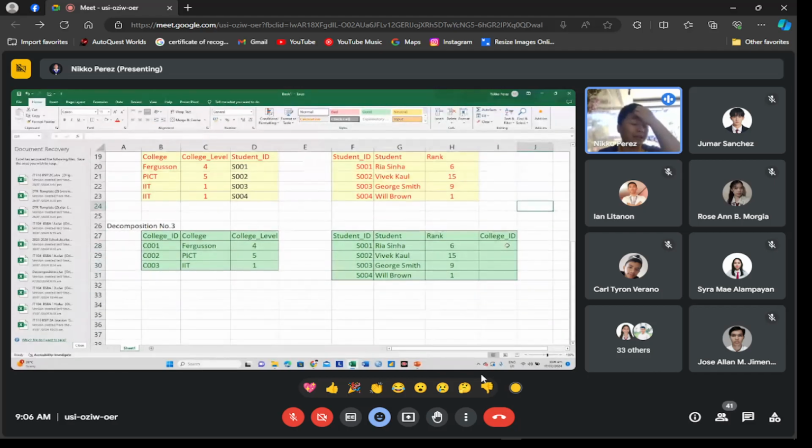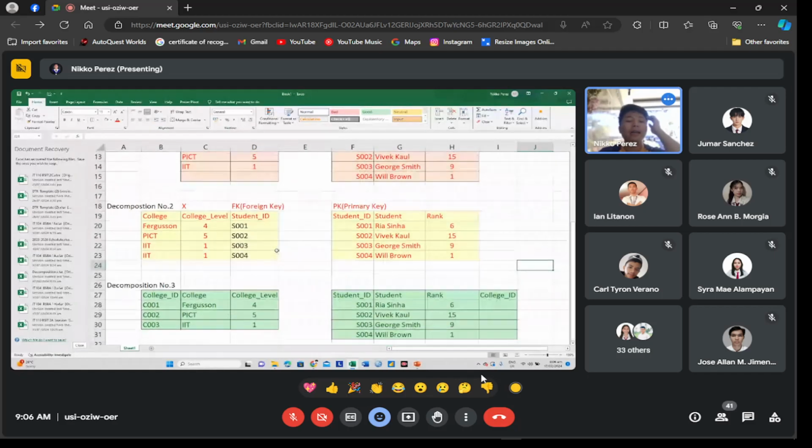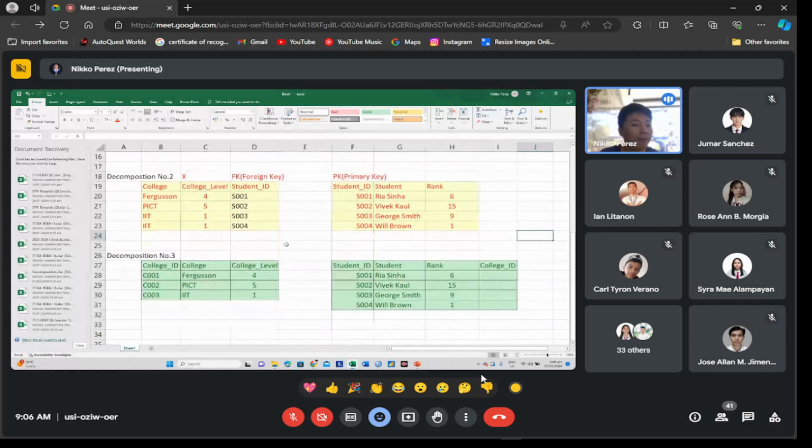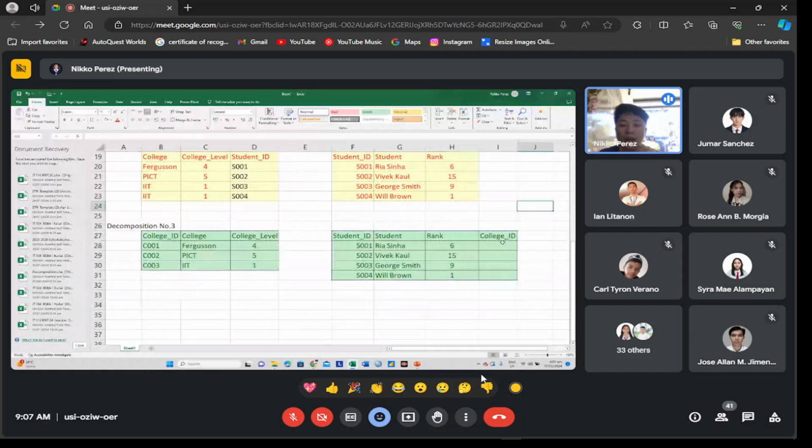Well, so that you can appreciate that not every application or decomposition process that you do is correct. That's why you have to think twice. You have to observe your table again, because if the problems are still there, then that is not the correct decomposition. So we share the college ID. We add the college ID number to this student table.